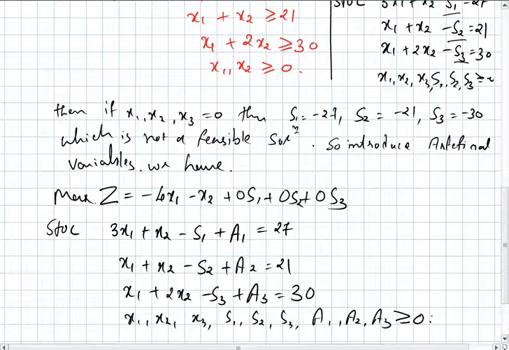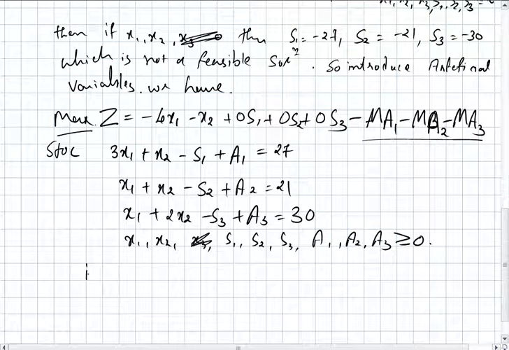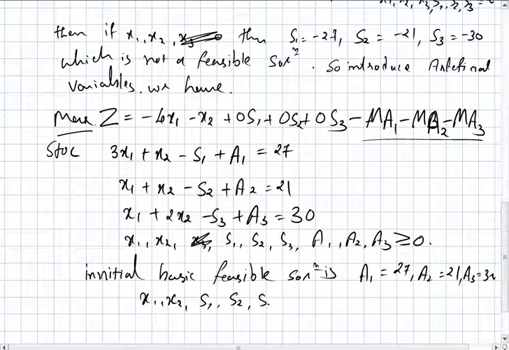Here the objective function is a maximizing function, so we will introduce minus M a1, minus M a2 and minus M a3 in our objective function, because the coefficient of an artificial variable is a large M. So the initial basic feasible solution is a1 equals 27, a2 equals 21, a3 equals 30, with x1, x2, s1, s2, s3 all 0.